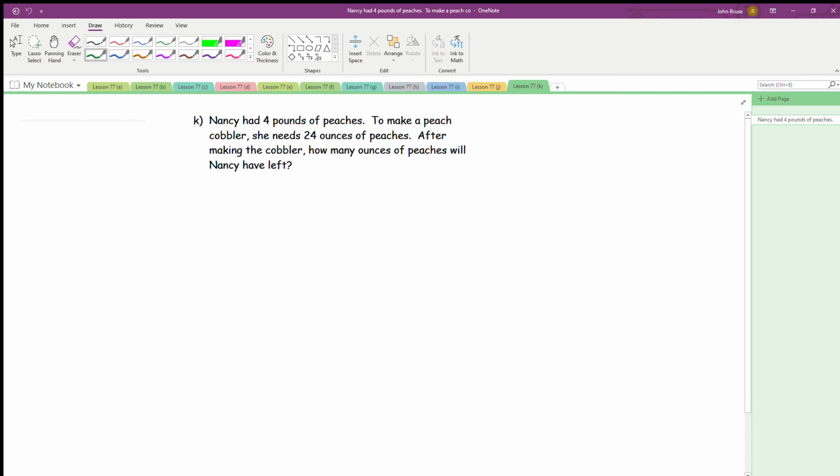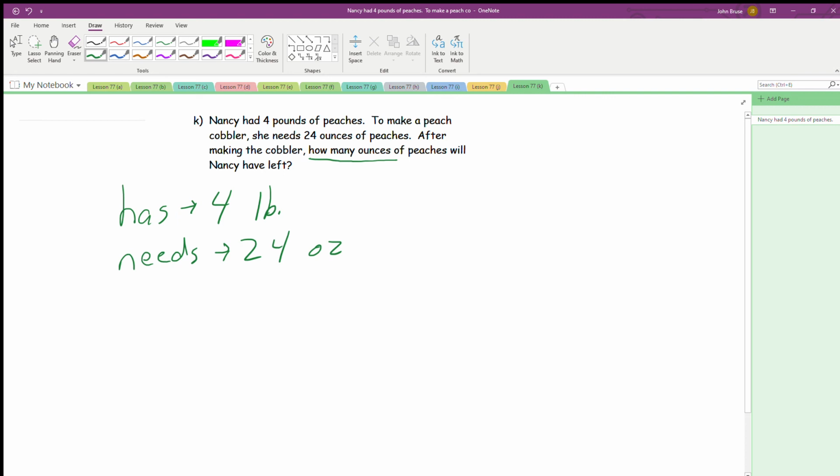Finally, K. Nancy had 4 pounds of peaches. To make a peach cobbler, she needs 24 ounces of peaches. After making the cobbler, how many ounces of peaches will Nancy have left? So she has 4 pounds of peaches. She needs 24 ounces. And after we're done, we want to find out how many ounces she has left, because it says here, how many ounces of peaches will she have left?